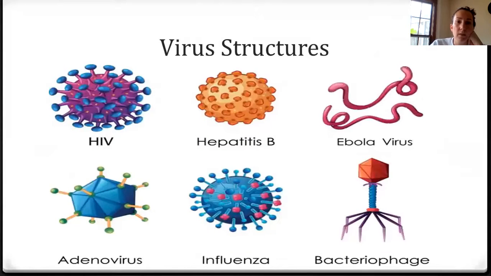Okay. These are different structures of viruses. You can see that they're all a little bit different. There's influenza, HIV. Some of them have these weird shapes, look like sci-fi creatures.